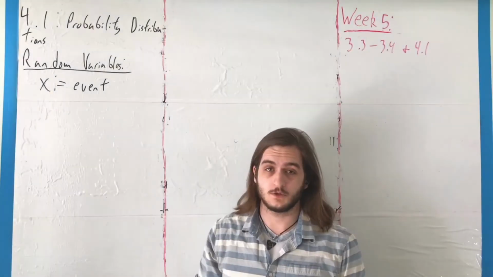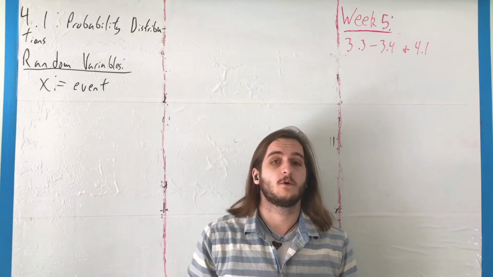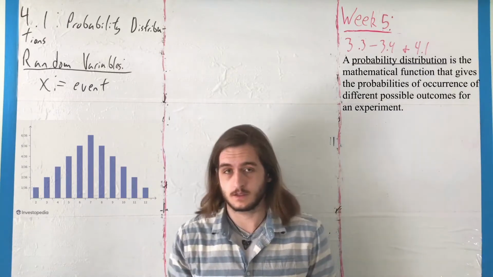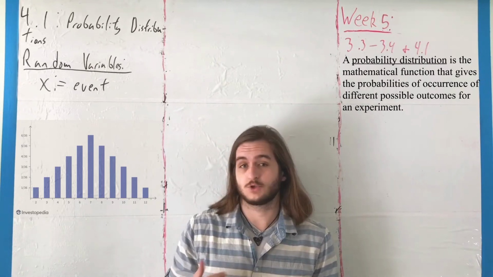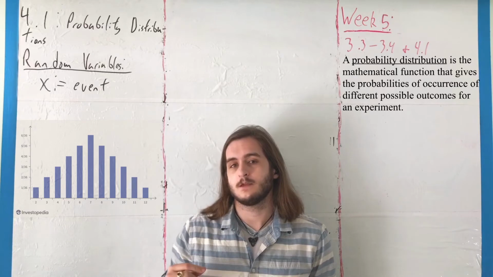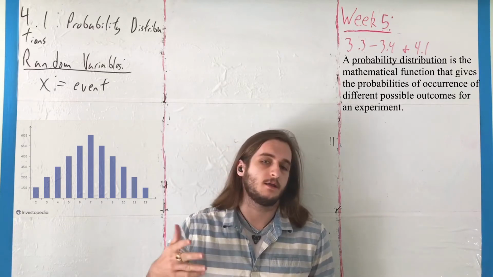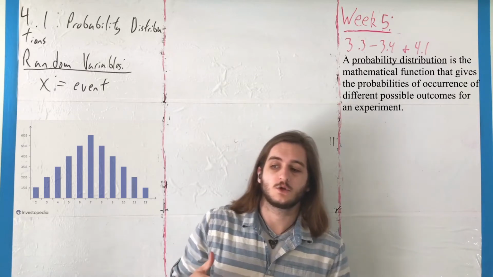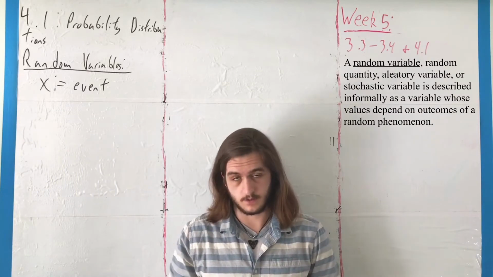So now we're going to look into 4.1, get into chapter 4 where we're talking about probability distributions. In particular, in this section, we're going to be looking at what are called discrete probability distributions. And what that means is we're going to be starting to talk about the things we've seen so far in terms of things called random variables.